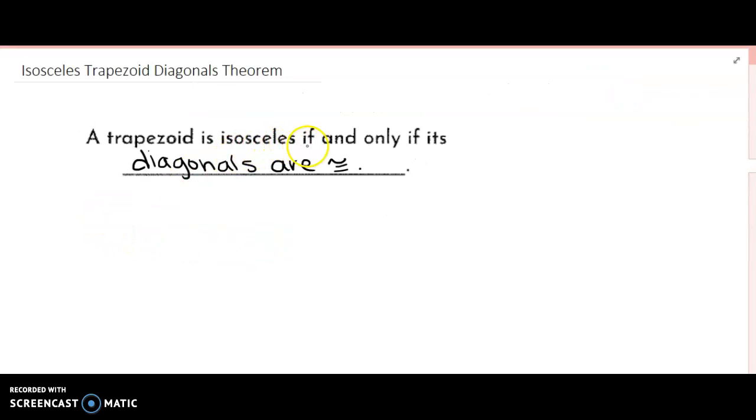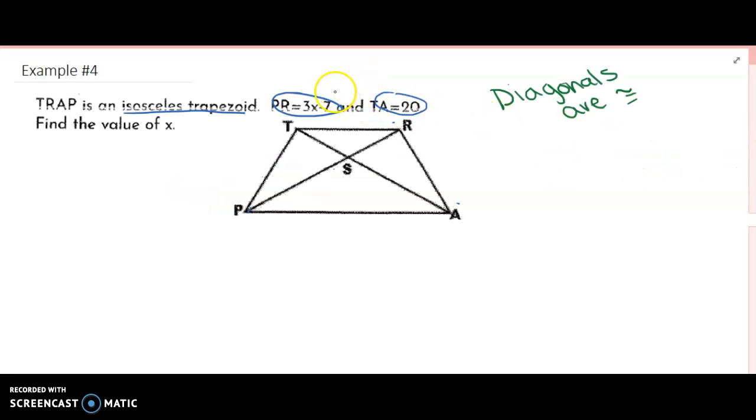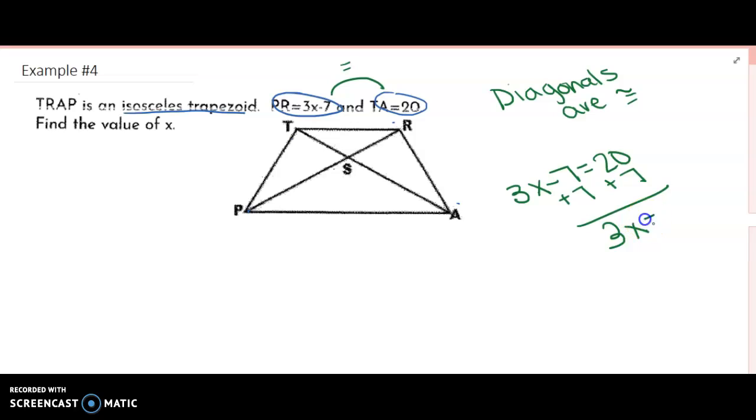A trapezoid is isosceles if and only if its diagonals are congruent. So if they are congruent, that means these two are equal in measure. So 3x plus 7 equals 20. Subtract 7 from both sides, I get 3x equals 13, and then x equals... Actually, as spoken: add 7 to both sides, I get 3x equals 27. And then x equals 9.